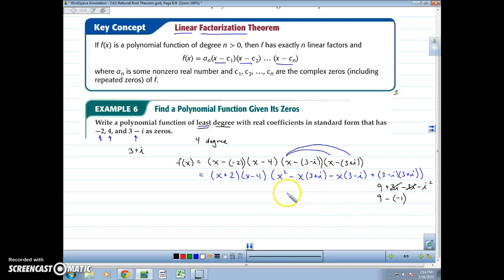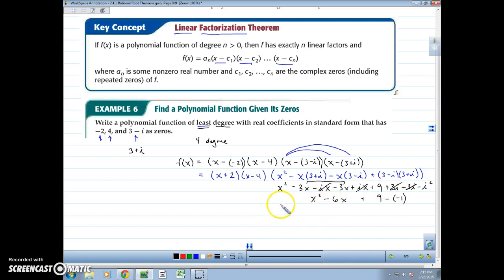We need to distribute our x's in here. This is going to be minus 3x minus ix. This is going to be minus another 3x, and then plus an ix. And so I'm just carrying everything down, and a lot of this will cancel out. Notice you have the minus ix and the plus ix. If you do things right, all of your imaginaries should go away, and you're just left with x squared. Minus 3x combines to minus 6x. And then we have our plus 9 minus negative 1.